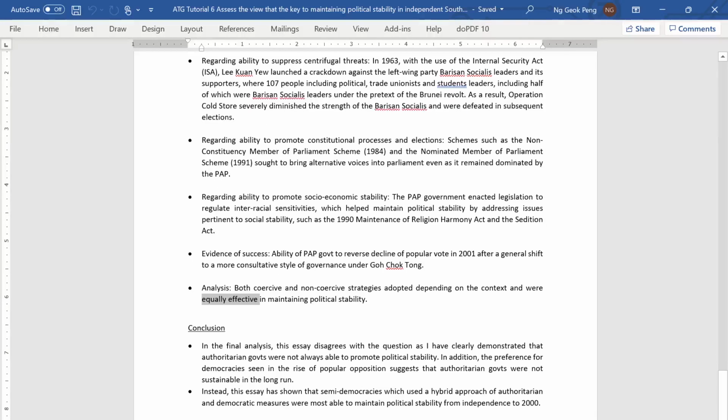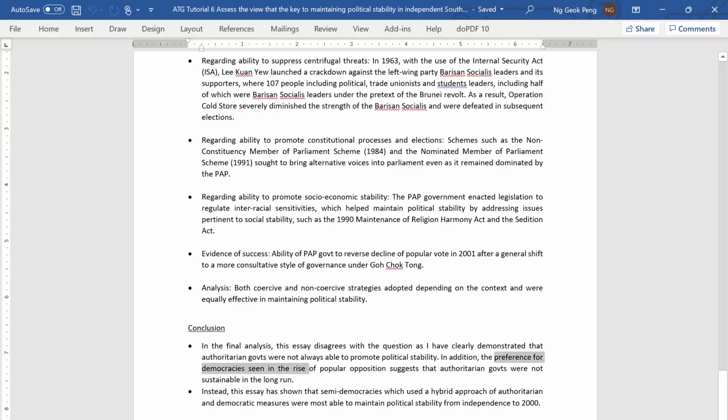So in conclusion, obviously you have to disagree because this question is an absolute statement. So it's the key. The moment you find an example in which authoritarian governments were not able to maintain stability, you have to disagree with the question already. Disagree with the stand already. So I've clearly demonstrated that authoritarian governments were not always able to promote political stability.